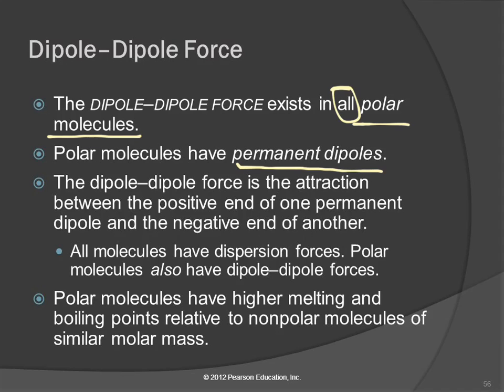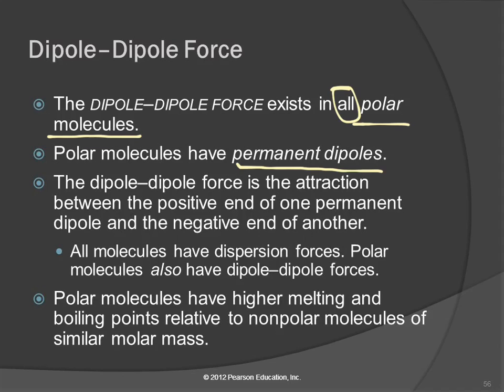We talked about what a polar molecule was. It's one that's kind of lopsided, right? You have a positive end and a negative end, like water. Water has a permanent dipole. So with the dipole-dipole force, you get this attraction between the positive end of one molecule and the negative end of another molecule.